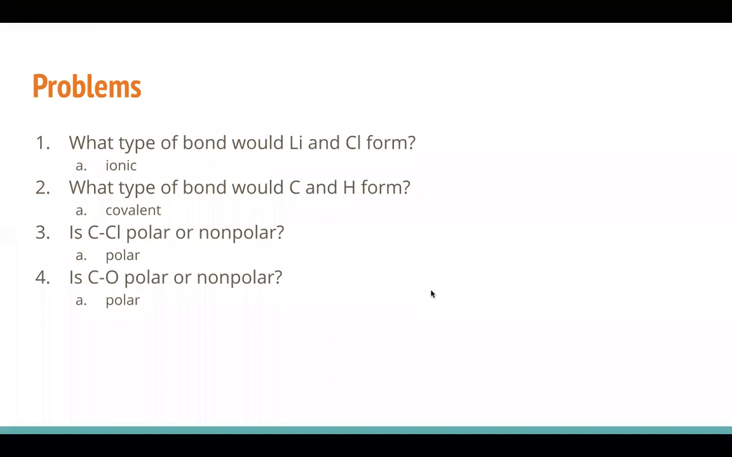So these are the answers. Lithium is a metal, chlorine is a nonmetal, so it's going to be ionic. Both carbon and hydrogen are nonmetals, so it will be covalent. Carbon and chlorine are very, very polar because chlorine is a very electronegative atom. And carbon and oxygen will also be polar because the difference in electronegativity is more than 0.5.